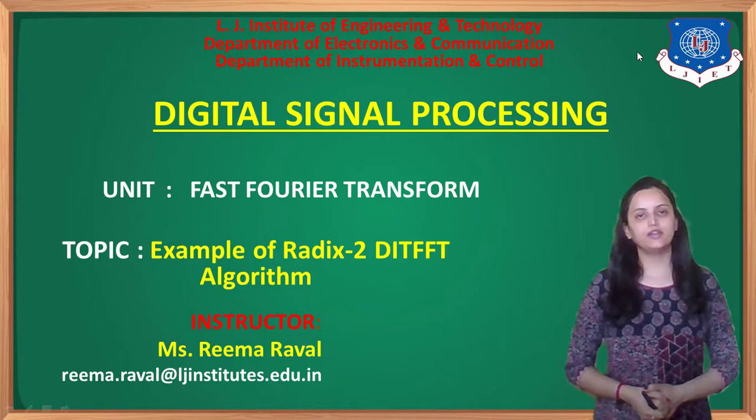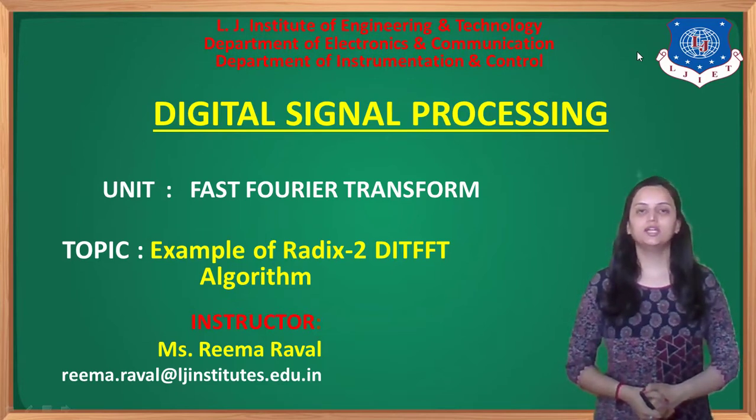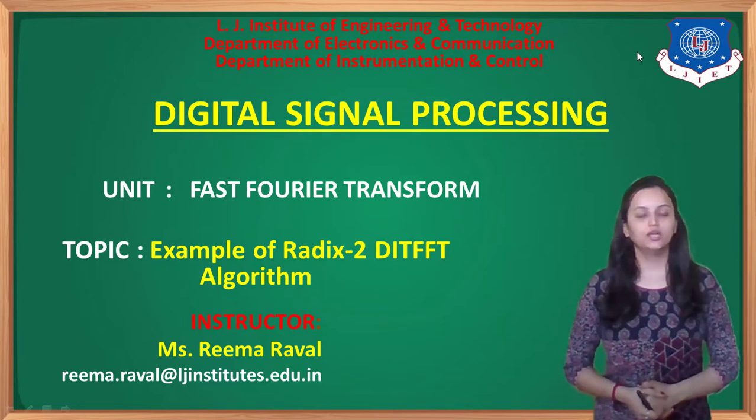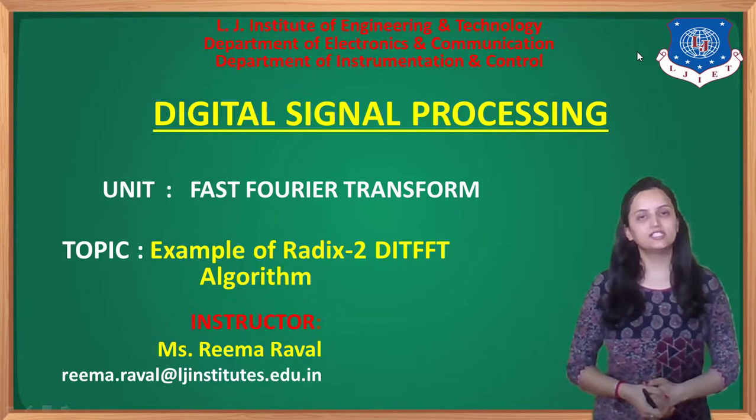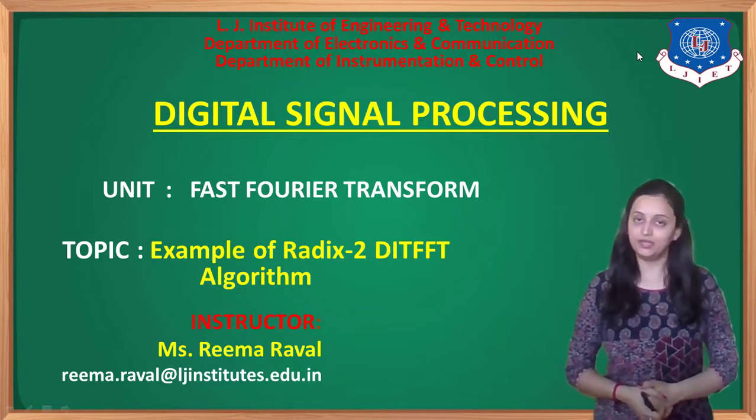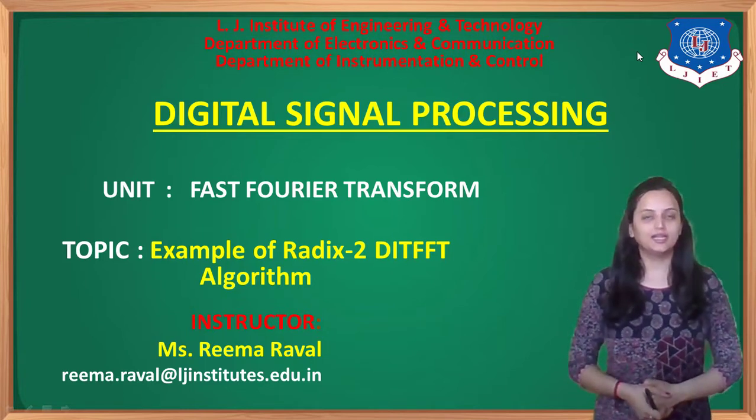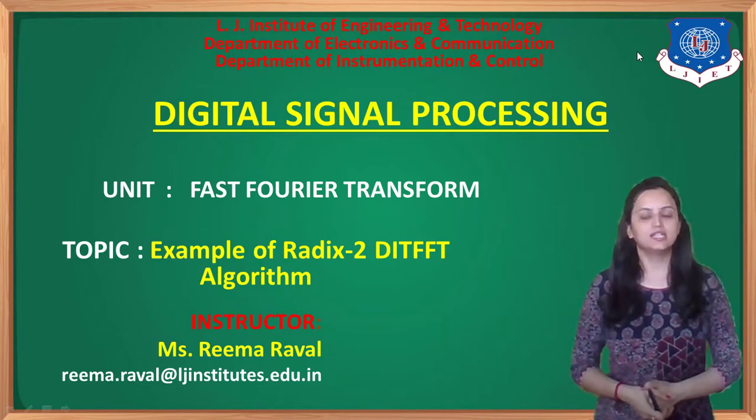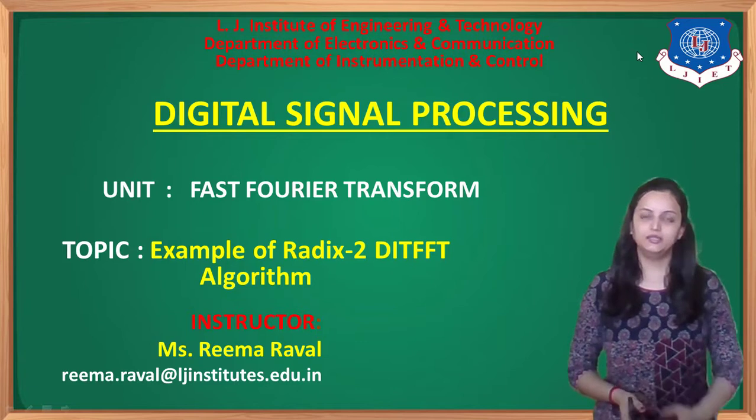In the previous session, we have seen the example of Radix-2 DIT-FFT algorithm from the unit fast Fourier transform. Here in this session, we are going to consider one more variant of the example of Radix-2 DIT-FFT algorithm. Till now, we have seen the 8-point DFT, that is capital N equals 8. Now what if N equals 4, that is, 4-point DIT-FFT is to be obtained. So in this session we are going to consider one example for that. So let's start with that.